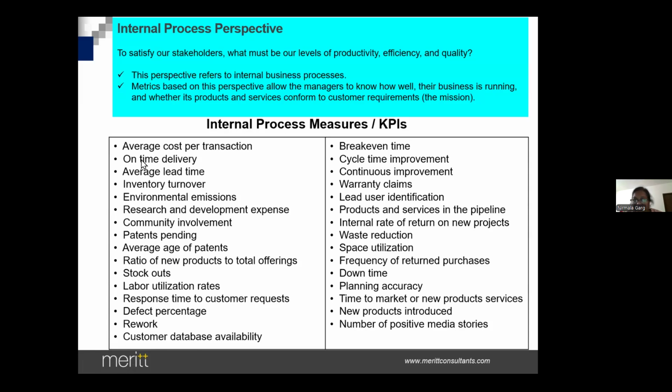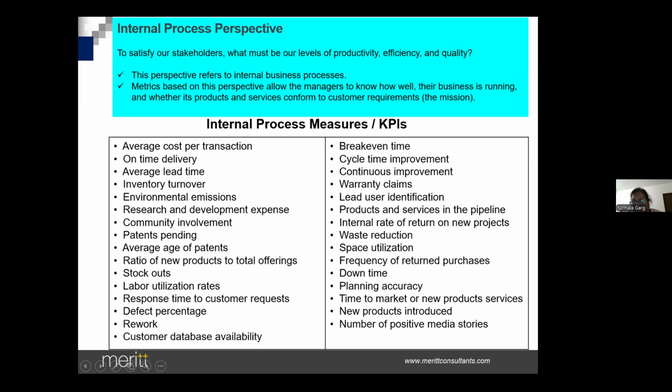Internal business processes. Typically, what happens, internal business, on-time delivery. Typically, where does it come? It could be in production, right? Delivery, lead time, where could it be? If you were to look at it from the HR perspective, average lead time, where will it be? In which function? Recruitment. Recruitment, absolutely. Inventory turnover, where will it be? Typically in a manufacturing organization.